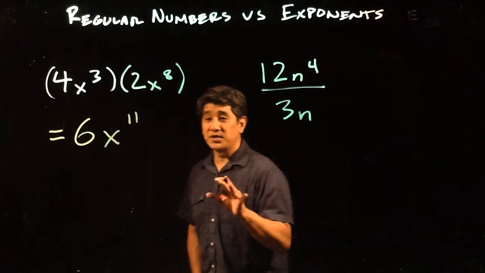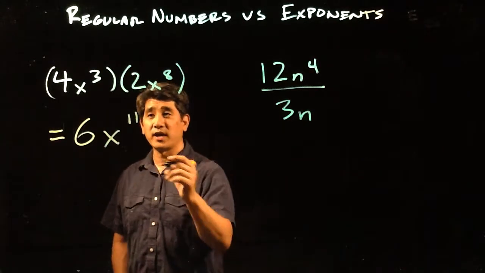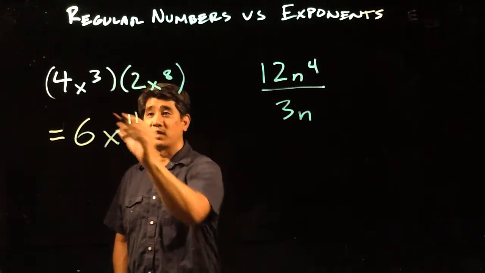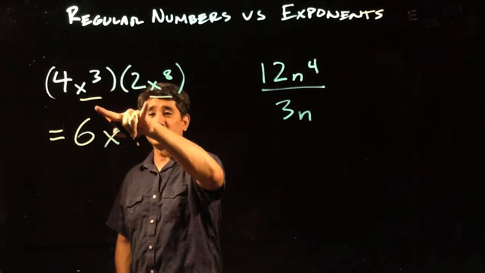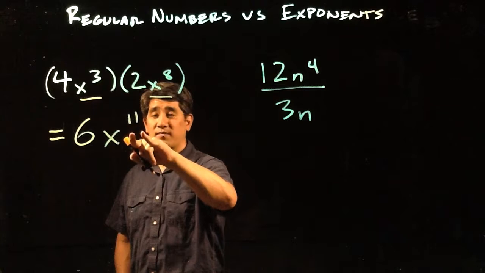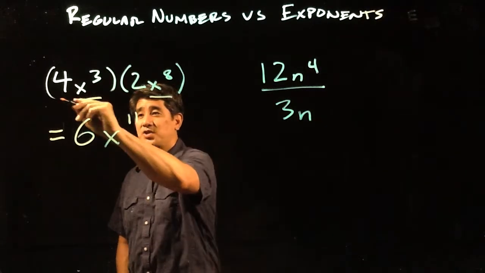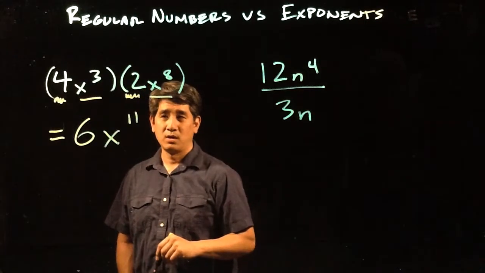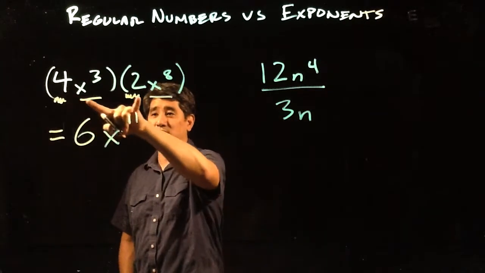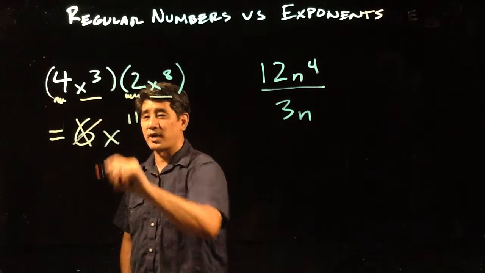All right. So basically what this person did was they applied the exponent shortcut correctly. X to the third, x to the eighth. You're multiplying, so they added the exponents and got 11. But what they then did as a mistake was that they tried to apply that same shortcut to the regular numbers, 4 and 2, and they made it 6, which is incorrect.